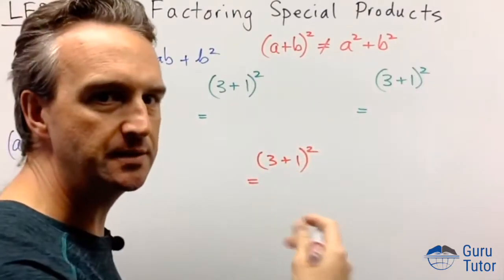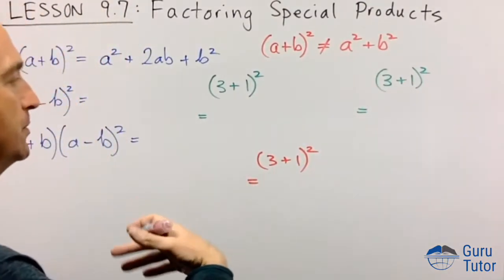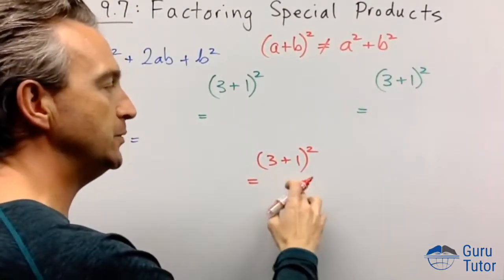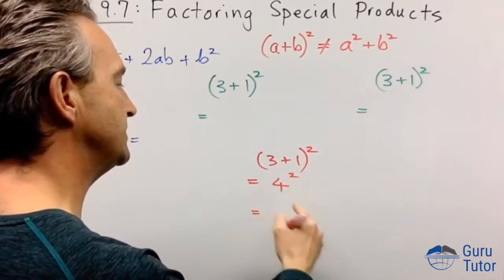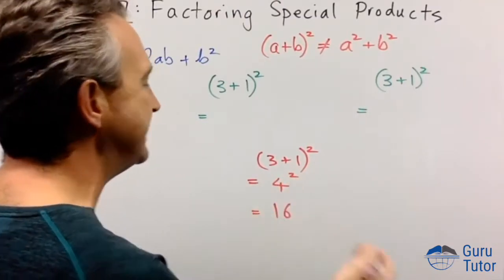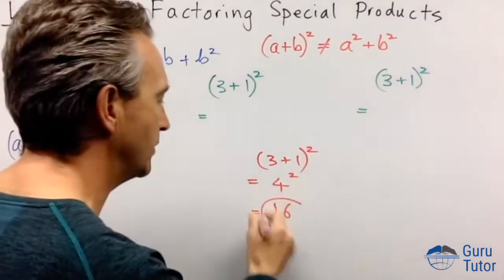Well, how would you do this if this was like a PEMDAS problem or a BEDMAS problem? What do we do first? We do the brackets. 3 plus 1 is 4. And then we do the exponent. 16. So 16 is the right answer here. We know the right answer is 16.